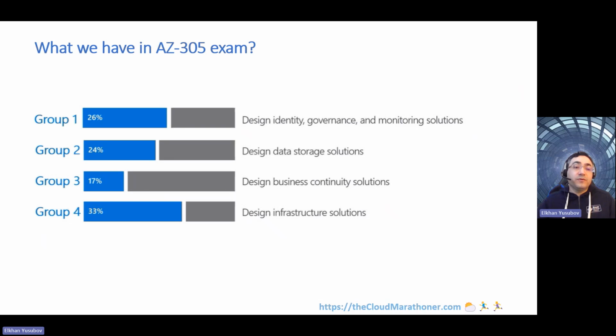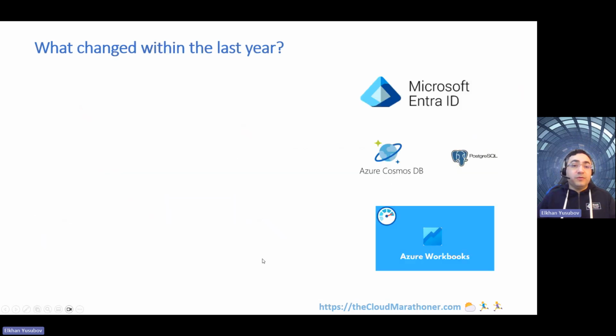That's group number 4, where you need to get up to speed on critical components of the infrastructure that you are building for your customer in the Azure environment. That said, let's look into the changes that happened over the last year in the Microsoft Azure exam objectives between these four groups. So there were a couple of changes.